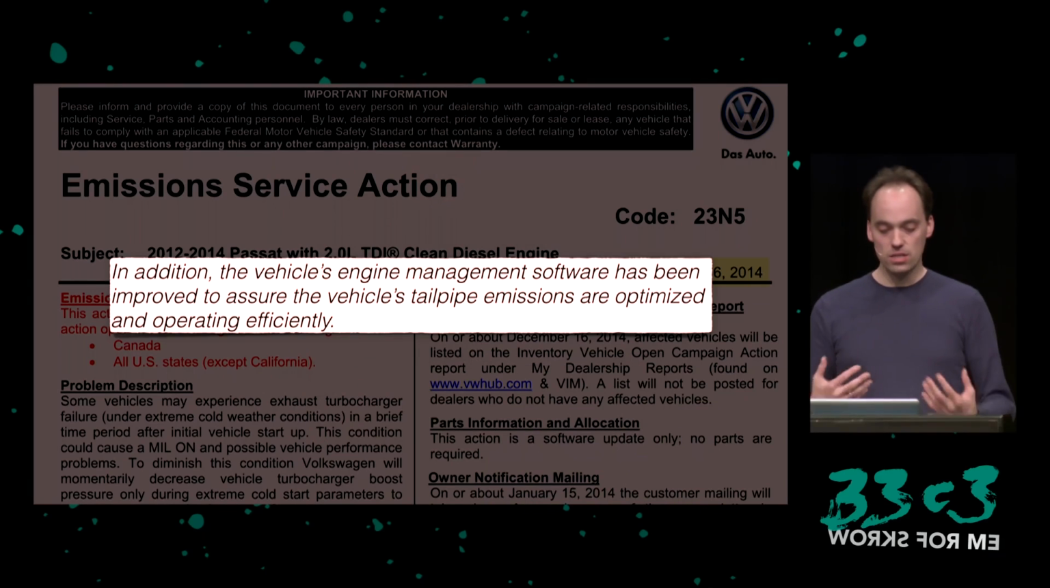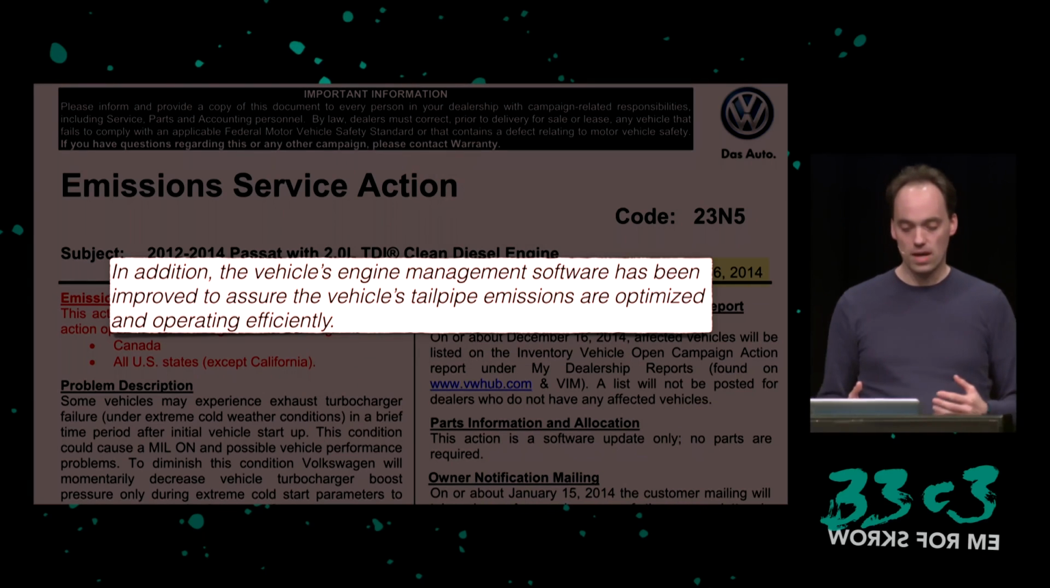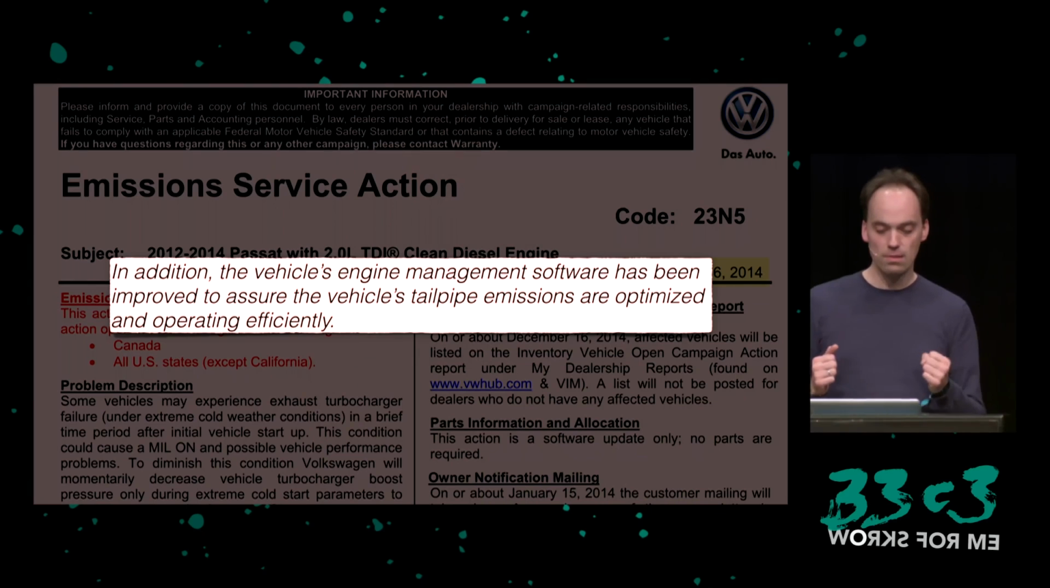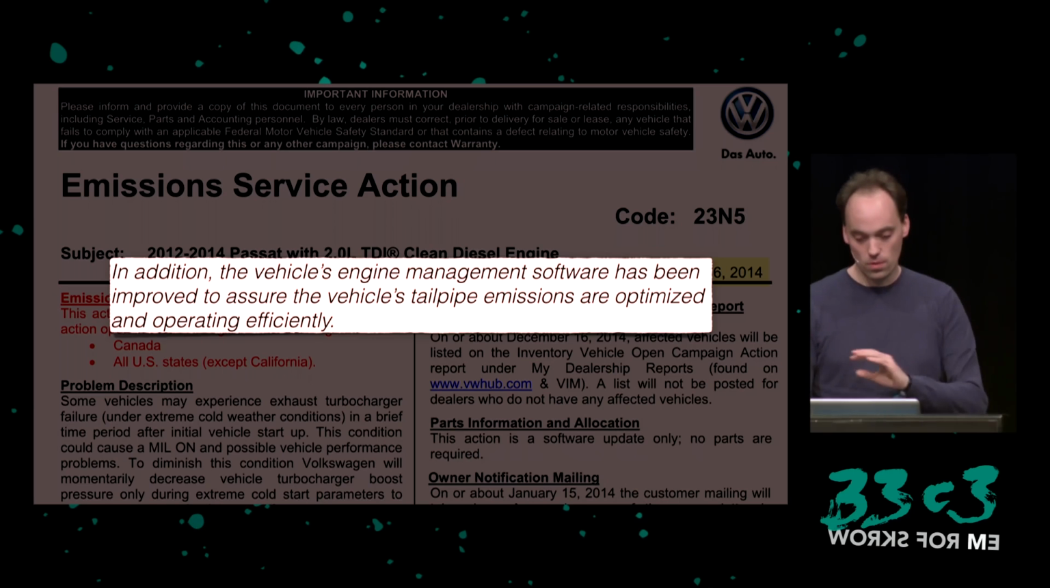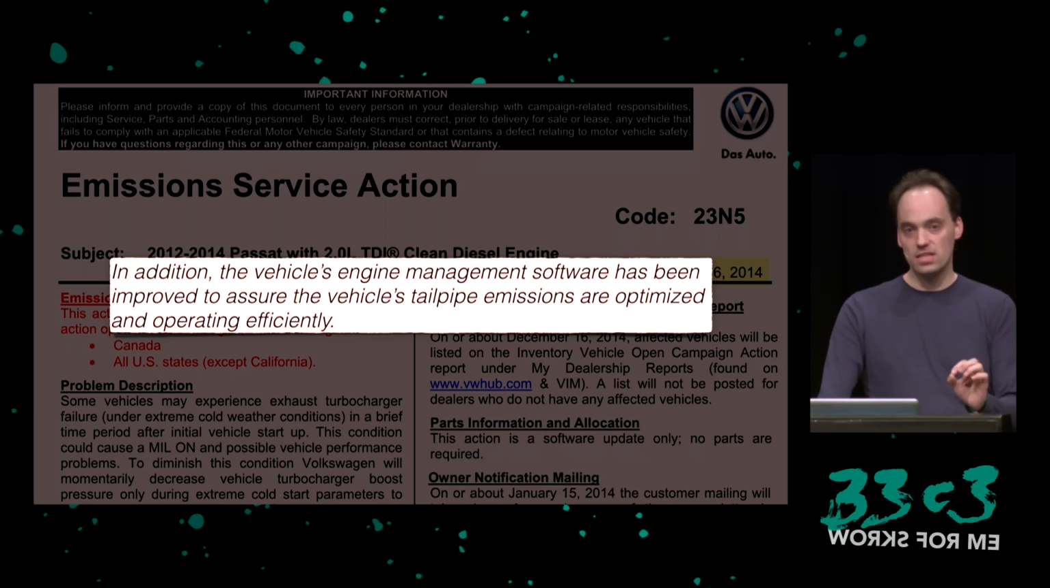And it had something very interesting in it that said, in addition, the vehicle's engine management software had been improved to ensure the vehicle's tailpipe emissions are optimized and operating efficiently. That sounds really fishy to me. So I was curious, what exactly did they change in the software update?